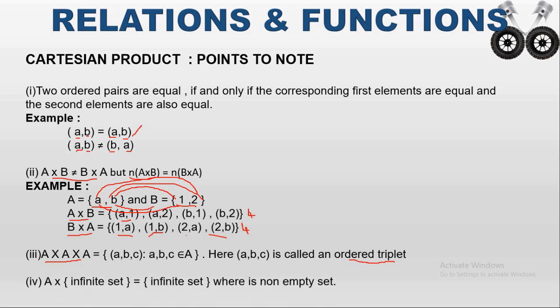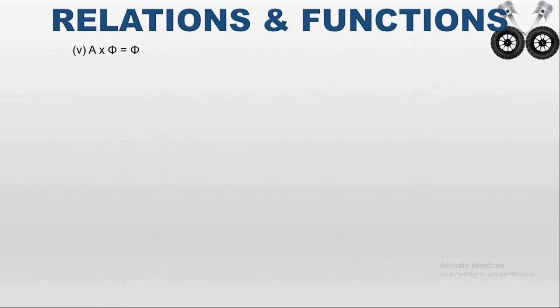A cross infinite set equals infinite set. If you multiply any set with an infinite set, the answer should also be an infinite set. Then A cross null set equals null set. That is, if you multiply the null set, meaning empty, with A, the answer should be the empty set. Then n of A cross B equals n of A into n of B. That is, the number of elements in A cross B equals the number of elements in A into the number of elements in B.